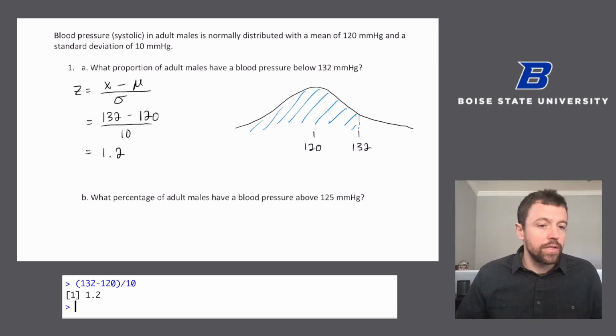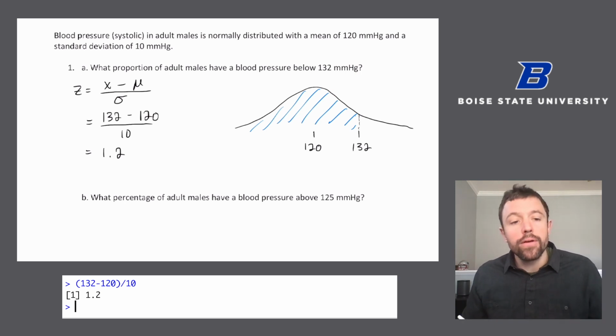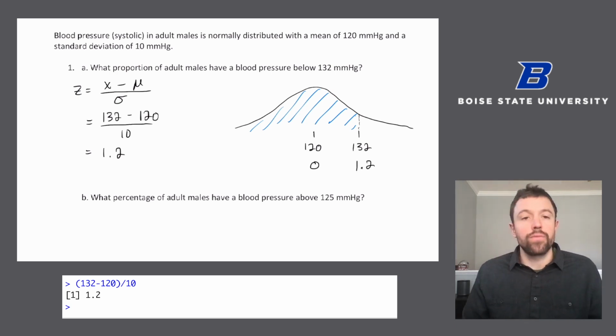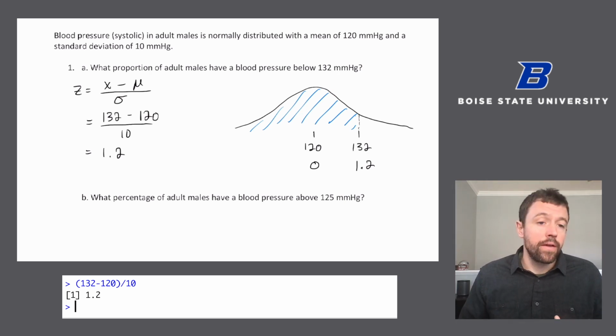All right, so the z-score is 1.2, and now I'm going to put this onto my graph as well. So the z-score of the mean is 0, and the z-score of this value is 1.2. So I like to write that down as well. All right, now I want to know the area less than 1.2. And to find the area less than 1.2, in terms of the z-score, I use this command, pnorm.